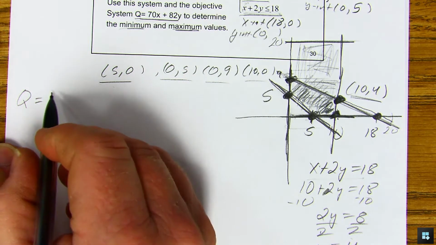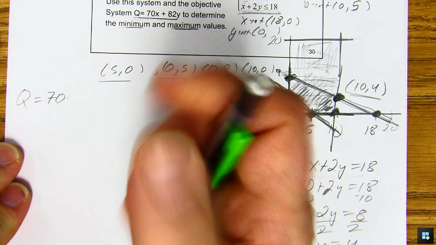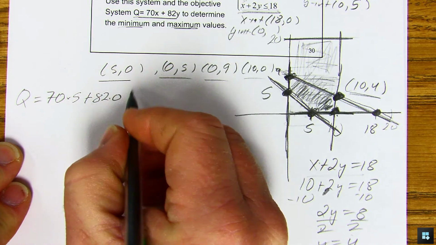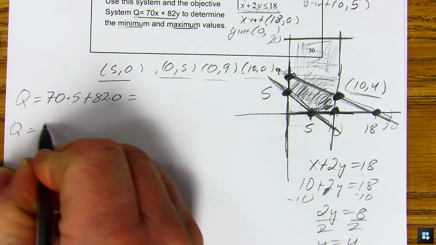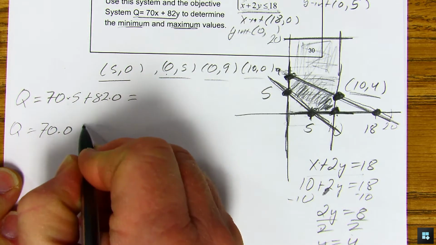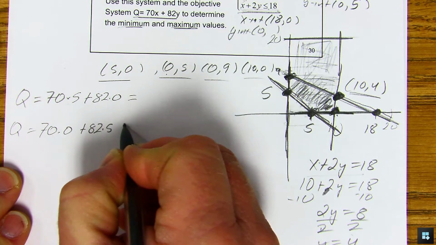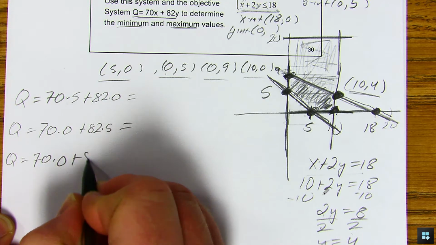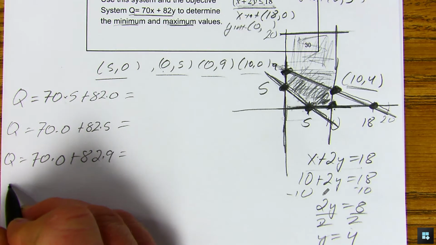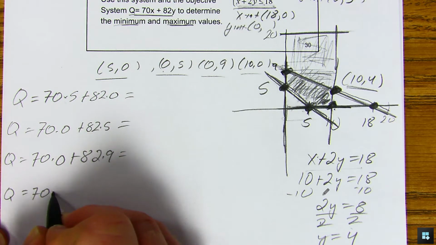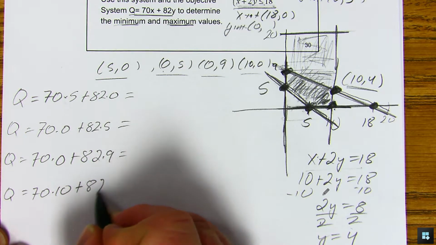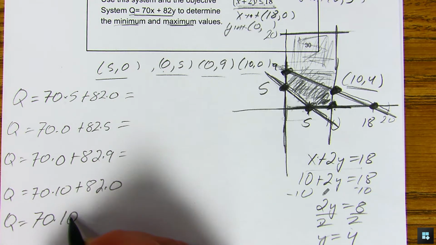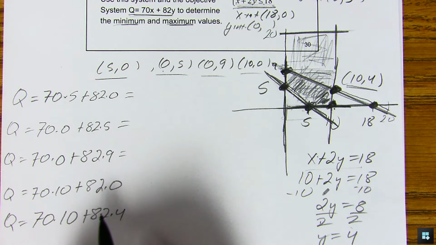So Q equals 70 times 5 plus 82 times 0. And then I'm going to take 70 times 0 plus 82 times 5. And then I'm going to take 70 times 0 plus 82 times 9. And I'm going to take 70 times 10 plus 82 times 0. And the last equation will be 70 times 10 plus 82 times 4.